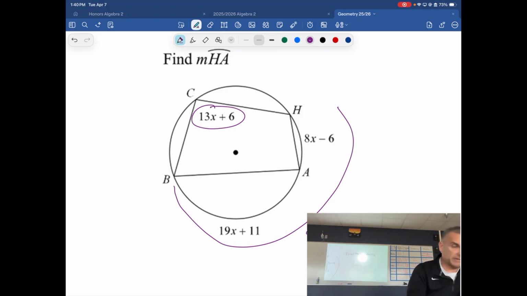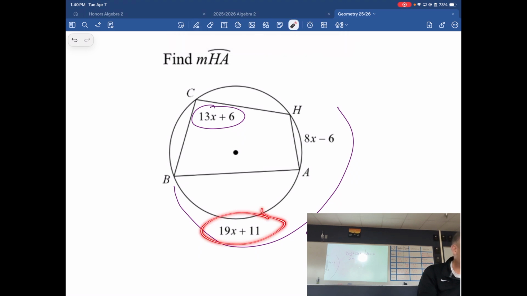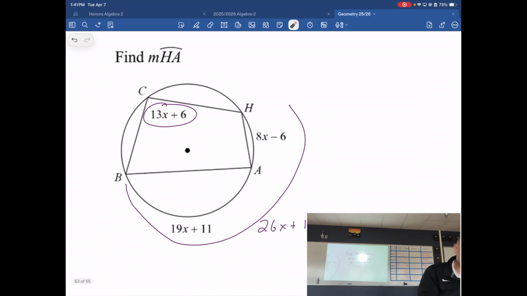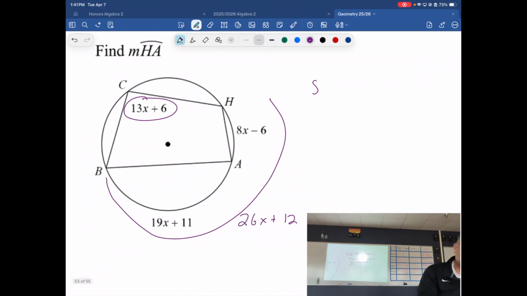Here's our equal sign. Got to combine like terms. It's 27 x's. Ooh, I like that. Negative 6 plus 11, 5? So that's equal to 26x plus 12. So I'm going to subtract 26x and I'm going to subtract 5. 27 minus 26 is x. 12 minus 5 is 7. So we've got x is equal to 7.